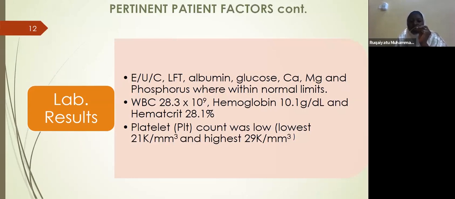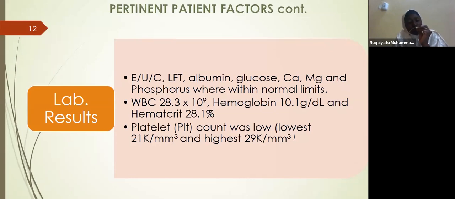So for the lab results, the electrolytes, that's the sodium, the chloride, the carbon dioxide, bicarbonates were within normal range. Liver function test was within normal range. Albumin, glucose, the calcium, magnesium, and phosphorus all were within normal limits. However, the white blood count was high, 28.3. Of course, it's not surprising because the patient has leukemia.